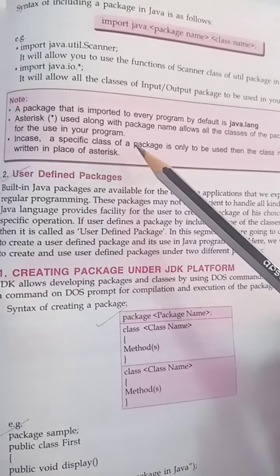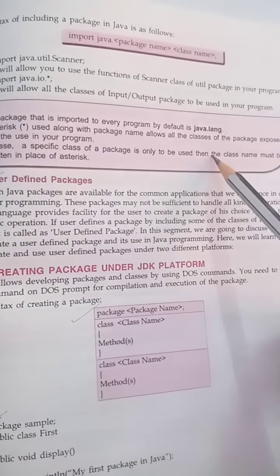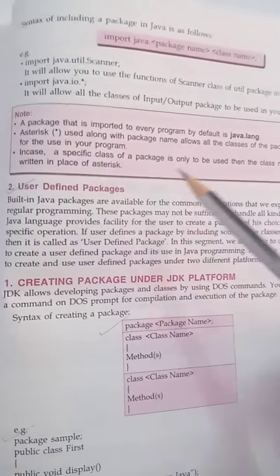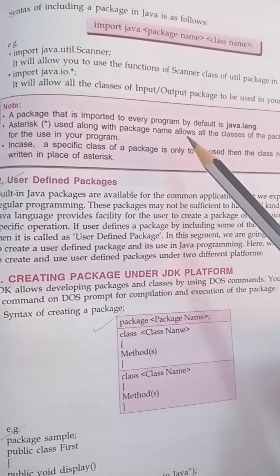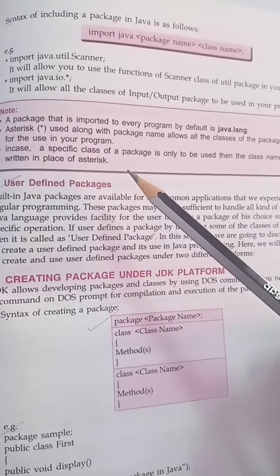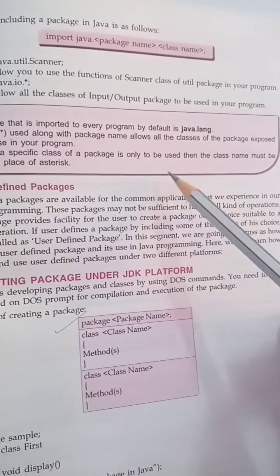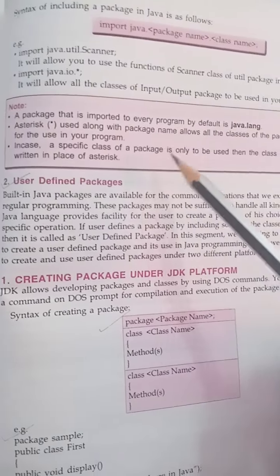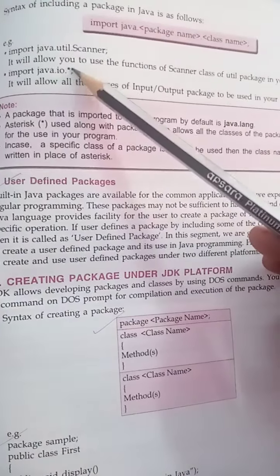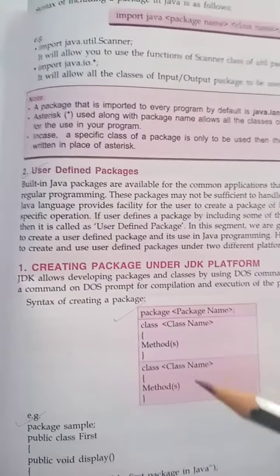Asterisk used along with the package name allows all the classes of the package to be exposed for use in your program. In case only a specific class of a package is to be used, then the class name must be written in place of asterisk, as I told you.